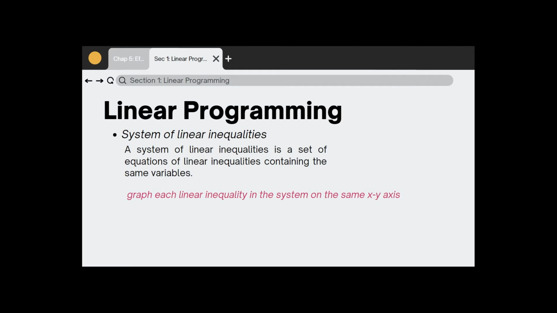A system of linear inequalities is a set of linear inequalities containing the same variables. Solving a system of linear inequalities is somewhat different from linear equations because the inequality signs hinder us from solving by substitution or elimination.